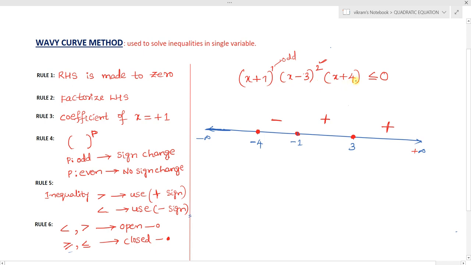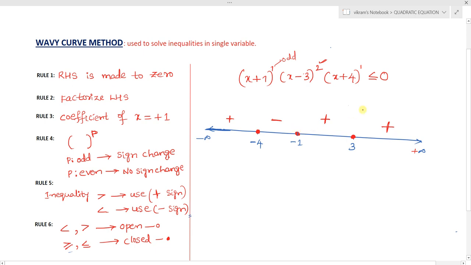Now we are reaching minus 4. That means the factor is x plus 4, the power is 1. A power of 1 means again we are changing the sign, minus changes to plus. Okay, these are the required intervals that we are obtaining.